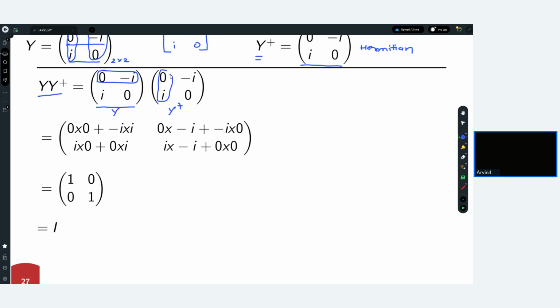Then I will get 0 multiplied by 0, and minus i multiplied by minus i. So this is the first term. Now let us calculate the second term by taking the first row and second column. So this term becomes 0 multiplied by minus i, and minus i multiplied by 0.